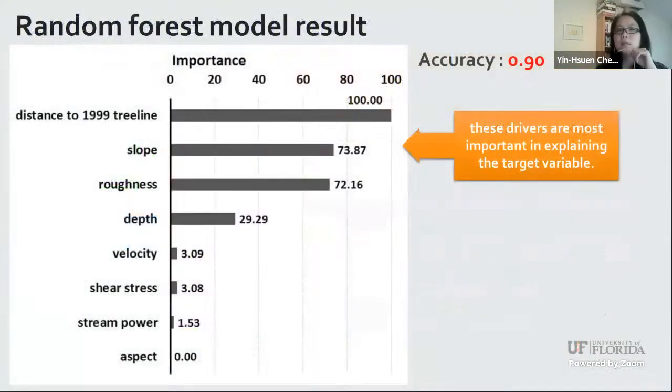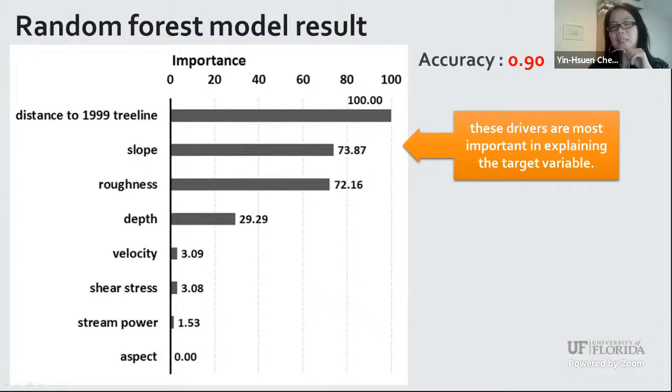All right. And now the random forest. The way the random forest presents its results is that it provides importance values. The overall accuracy is 0.9, which is higher than the logistic regression. The most important variable is the distance to the 1999 tree line.